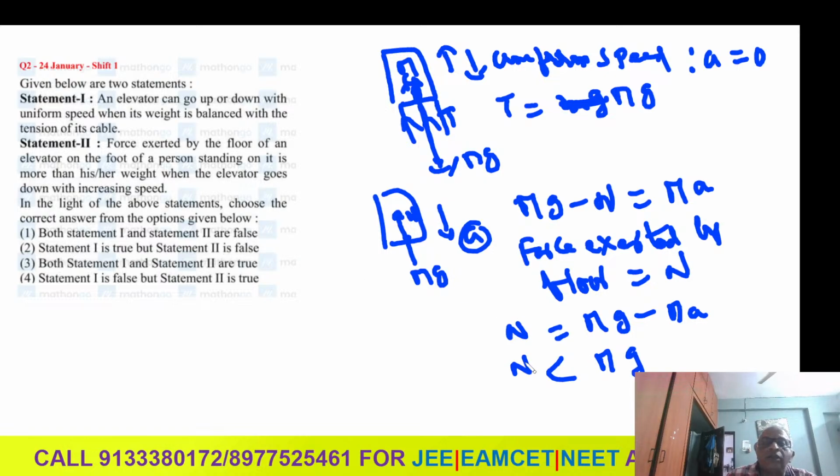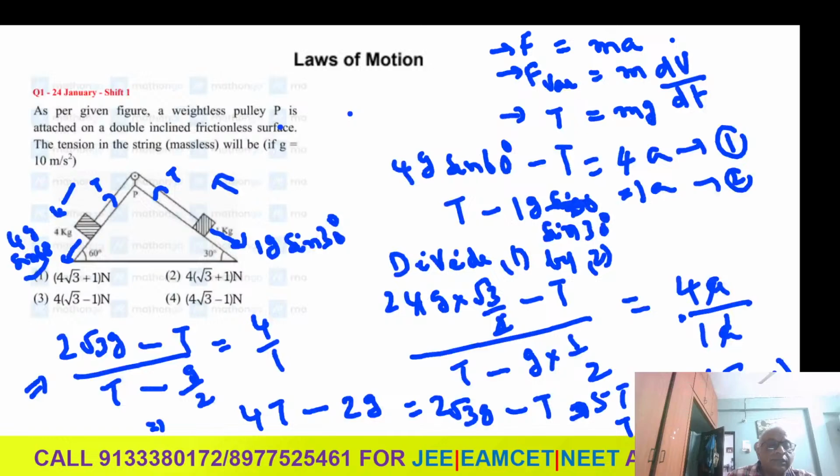Statement 2 is false because he is saying N is more than mg, and this is wrong. Therefore, the answer is 2. Previously the answer was 1. Then, next question. Consider a block kept on an inclined plane.